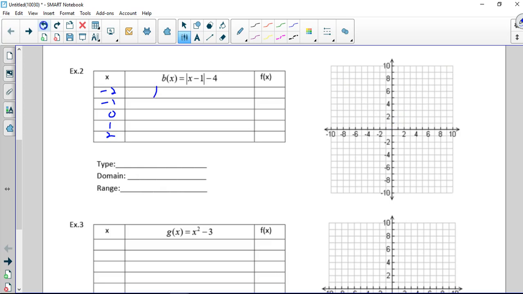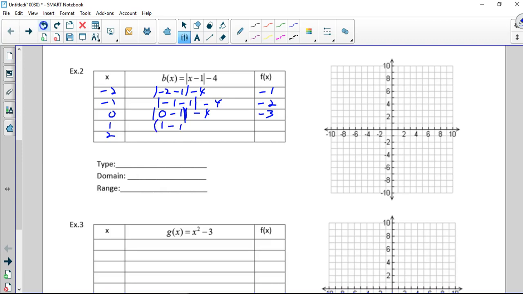So we're going to do the absolute value of -2 minus 1, minus 4. So -2 minus 1 is -3. And absolute value of -3 is 3. Minus 4 is -1. Absolute value of -1 minus 1, minus 4. That's -2. Absolute value is 2, minus 4 is -2. 0 minus 1, minus 4. That's -1. Absolute value is 1, minus 4 is -3.